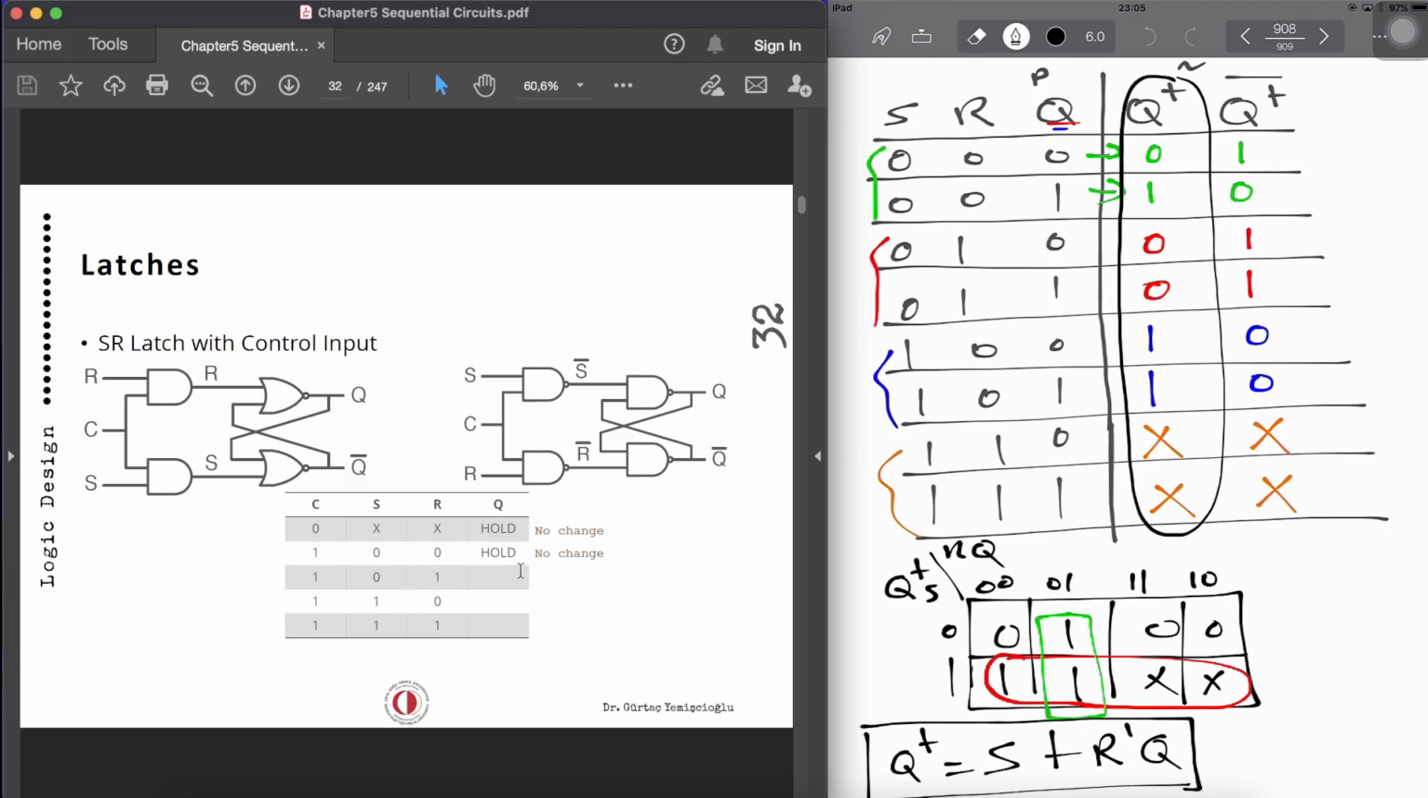If reset is 1, it's a reset state. When S is 1, it's a set state. We are setting output to be 1. And when both are 1 and the control input is 1, it's invalid. We cannot do it. Now, why are we doing this?